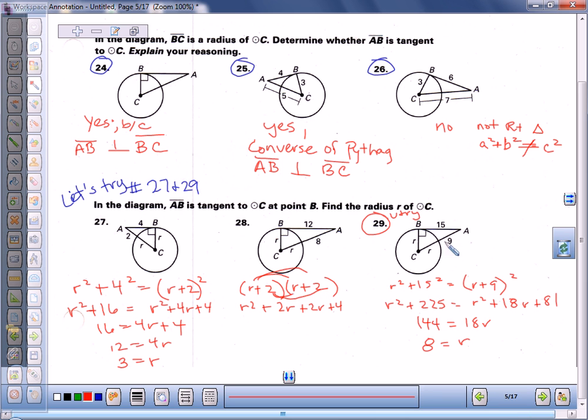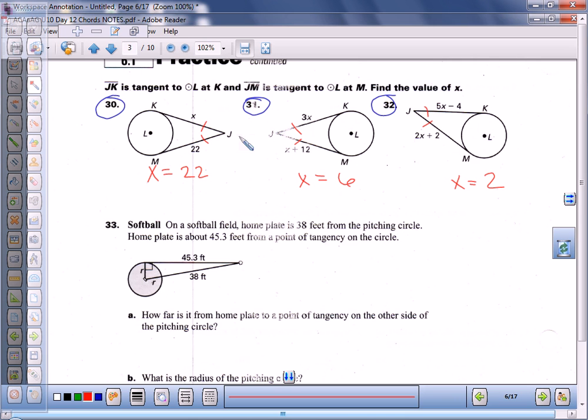All right, how did you do? Okay. All right, here we have tangents from this common external point. So the two tangents must be congruent. So you set them equal to each other and solve. Any questions on 30 through 32?